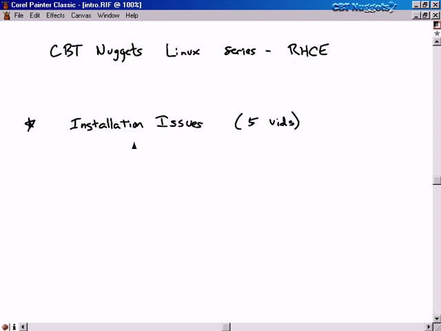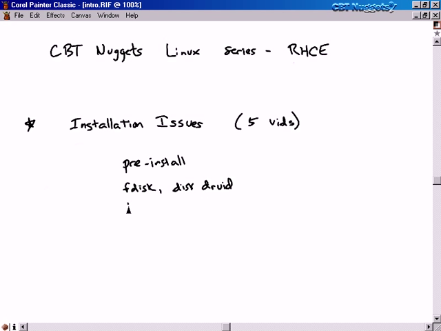We start by talking about installation issues, and we spend 5 videos on them. We go over everything from pre-installation considerations, like what kinds of hardware work with Linux and how much disk space is required. Then we move on and talk about partitioning, and the tools that you need to partition your disks, things like FDisk and Disk Druid. These are 2 useful tools that you should know about.